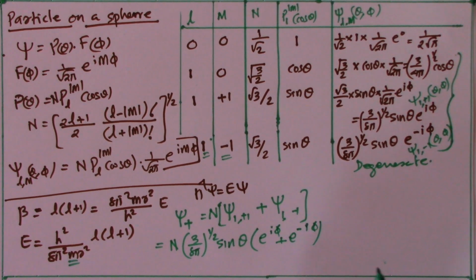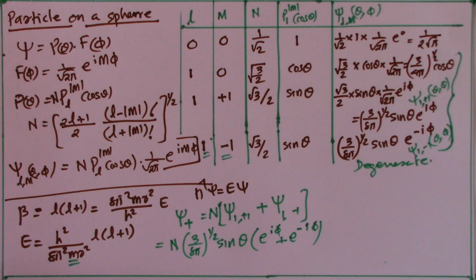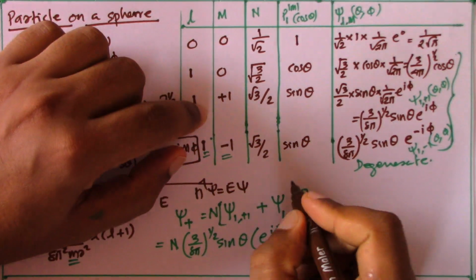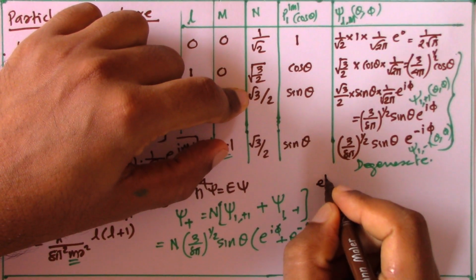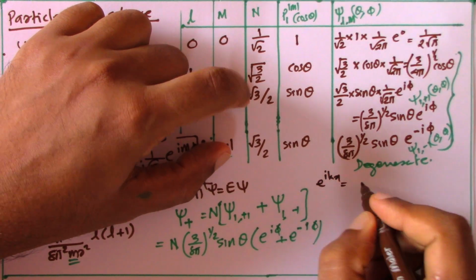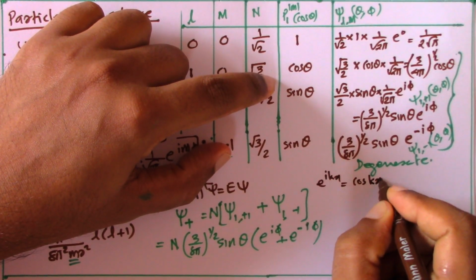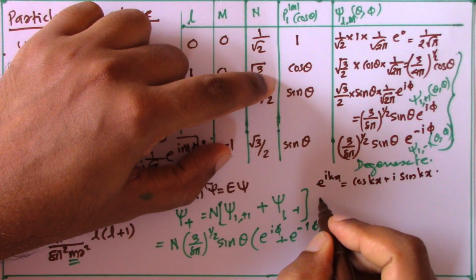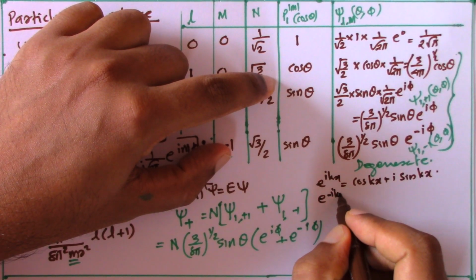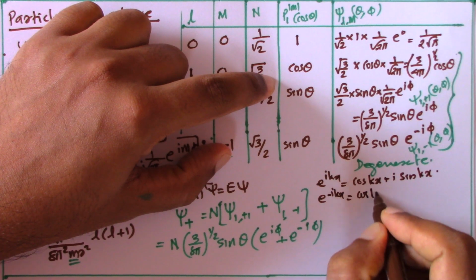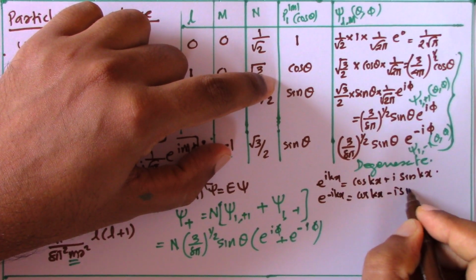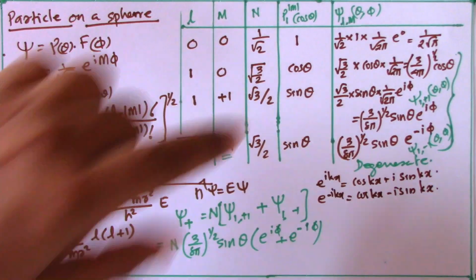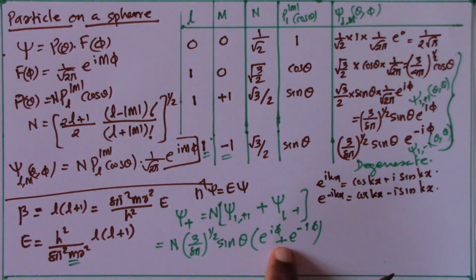What is it? You already know that e^(ikx) is equal to cos kx plus i sin kx, and e^(-ikx) is equal to cos kx minus i sin kx. We know these relations. So using these relations, I am going to expand this to the trigonometric forms.